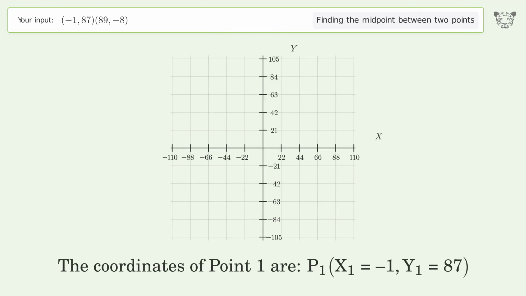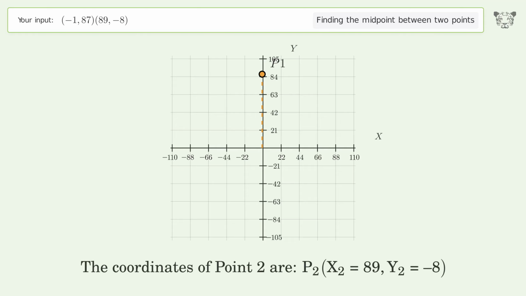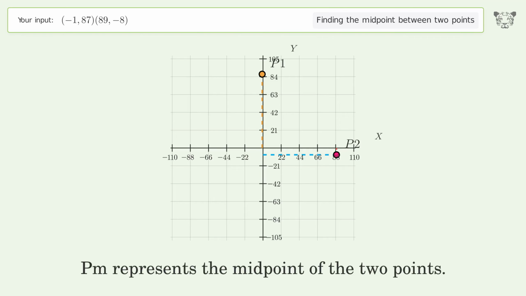The coordinates of point 1 are, x1 equals -1, y1 equals 87. The coordinates of point 2 are, x2 equals 89, y2 equals -8. PM represents the midpoint of the 2 points.